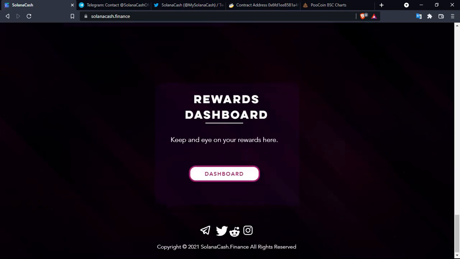And another button that is not actually working yet. Keep an eye on your rewards here. Even if you click on it, it's not yet working. The project just launched into the market.